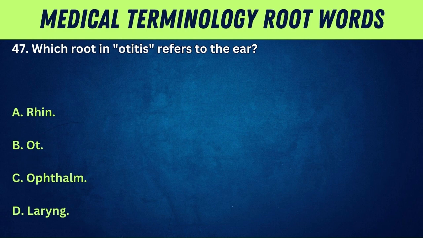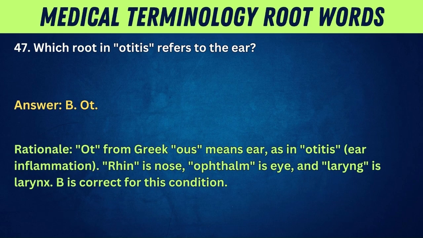47. Which root in otitis refers to the ear? A. Rhin. B. Ot. C. Ophthalm. D. Laryng. Answer: B. Ot. Rationale: ot from Greek ous means ear, as in otitis, ear inflammation. Rhin is nose, ophthalm is eye, and laryng is larynx. B is correct for this condition.